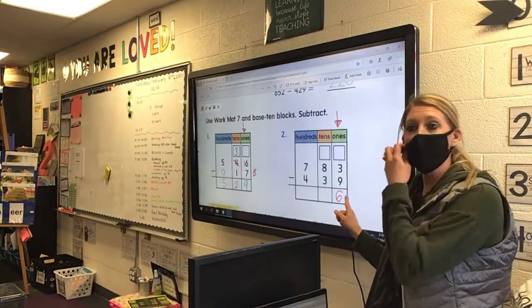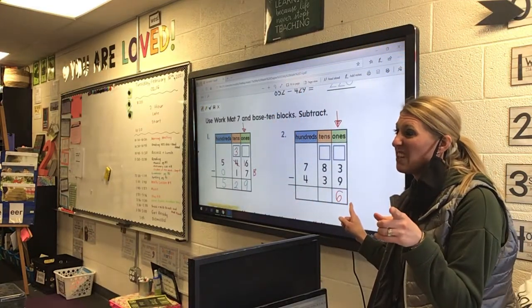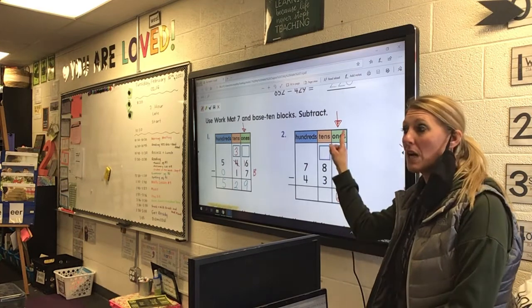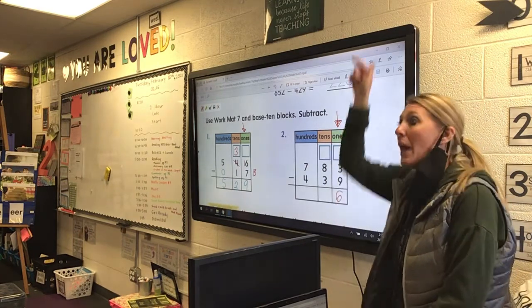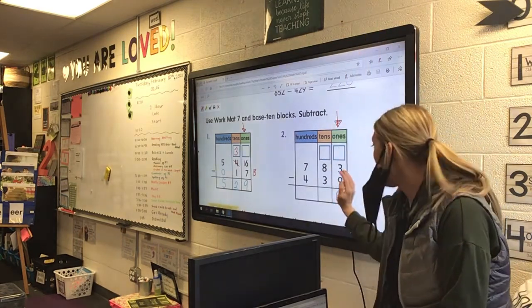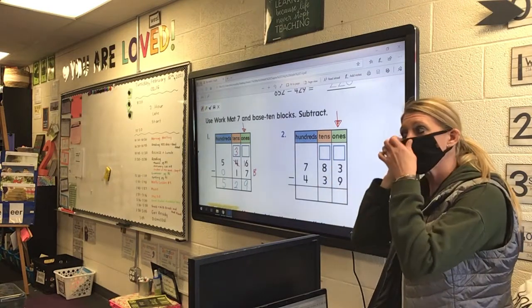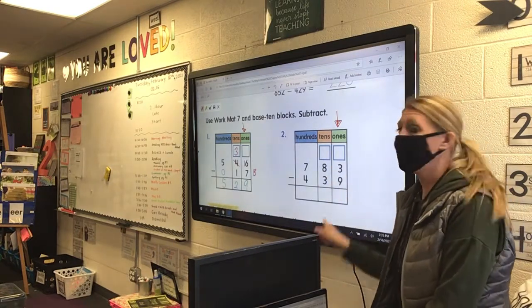That's okay. I'm glad she did that because she's not the only one going to do that. Some of you are going to subtract going up. You cannot do that. You have to go down. So you can't subtract going down. 3 minus 9.